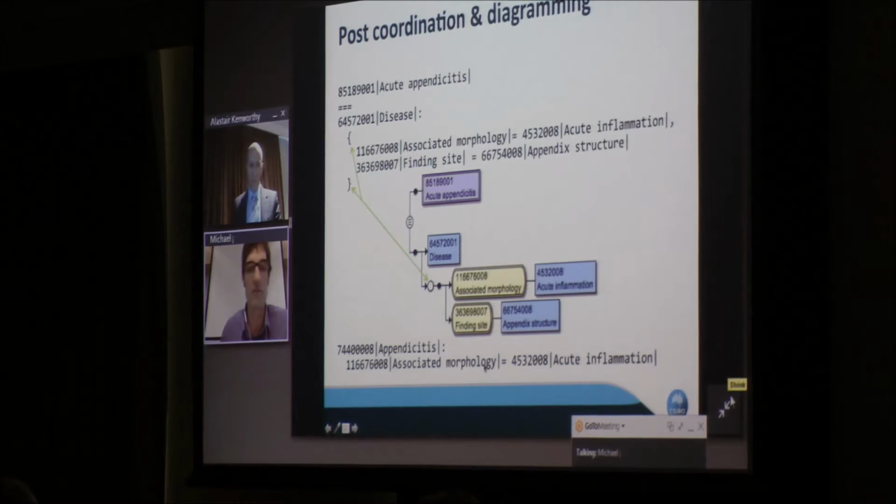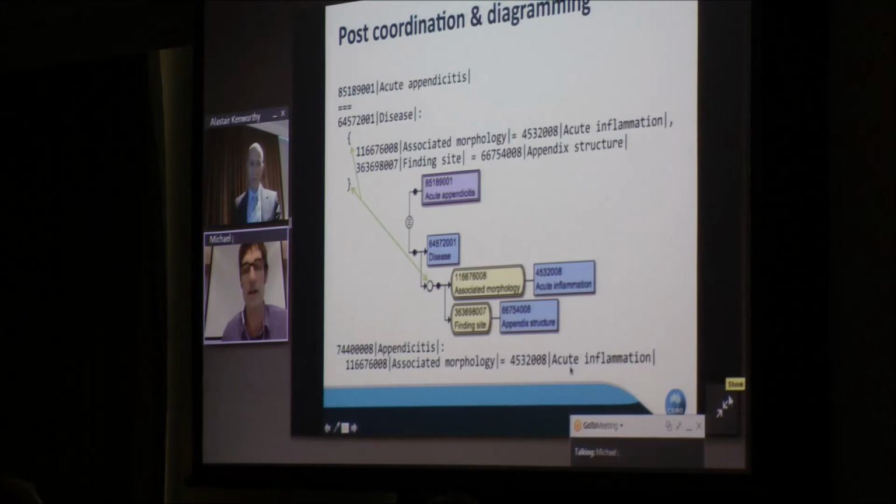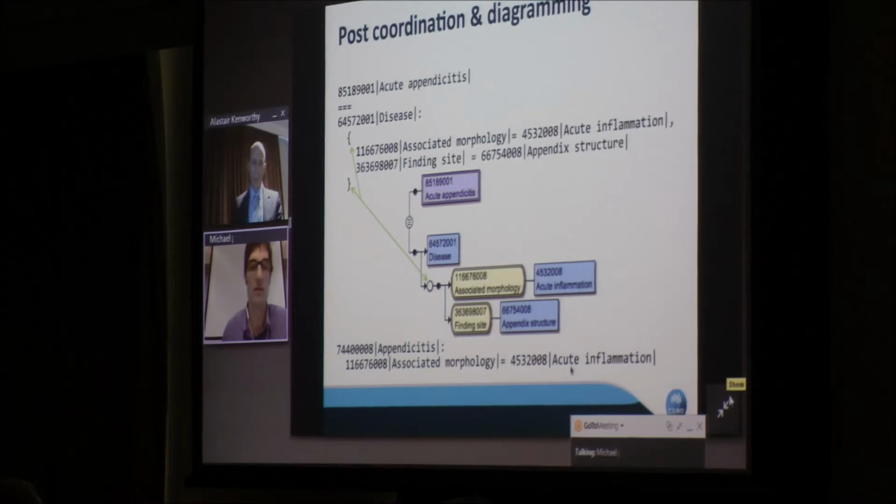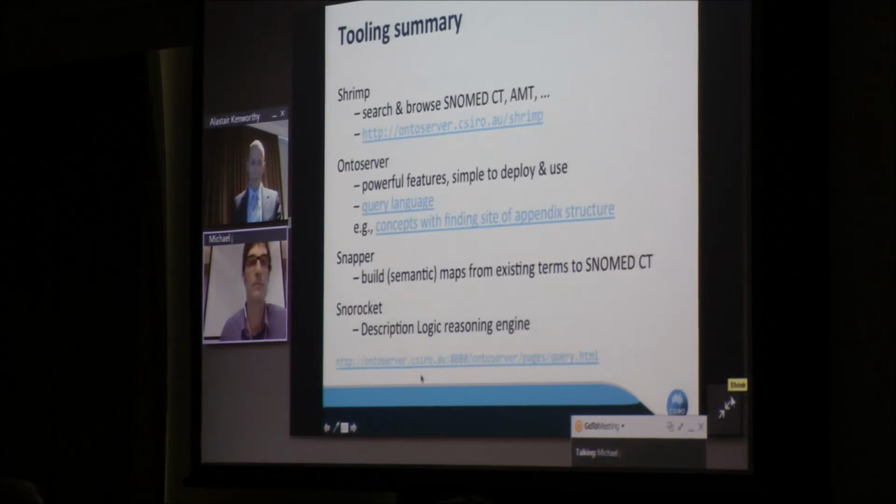This post-coordinated expression here is actually equivalent to this one here, so you don't have to build everything up from its primitive pieces, as you see in this expression. You can take an existing concept, such as appendicitis, and refine just one part of that definition to define, in this case, acute appendicitis.